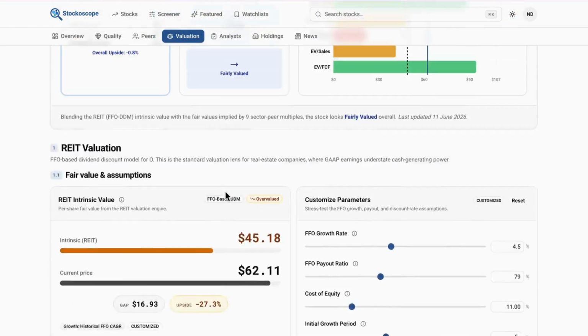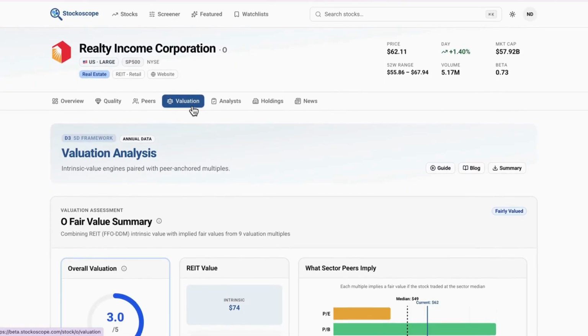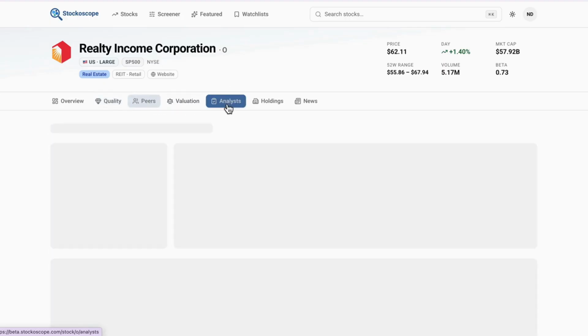That covers the valuation analysis page. This is one of 5 dimensions in the 5D framework. Head over to the Quality, Peers, Analysts, or Holdings tabs to continue your analysis.